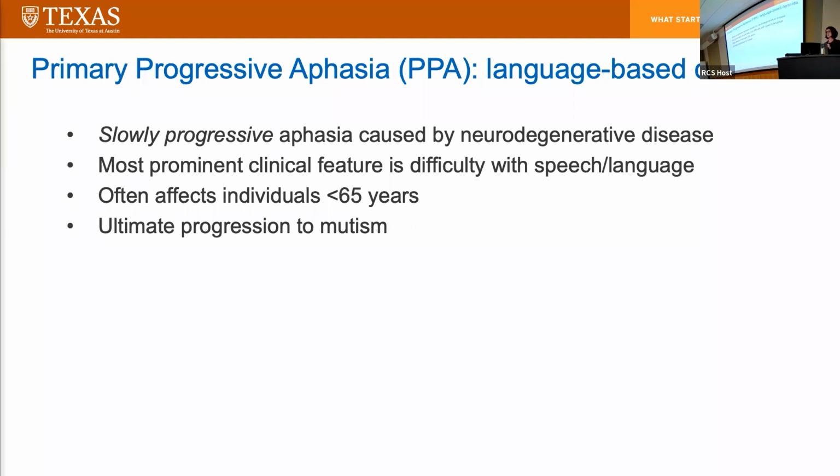And devastatingly, this disorder is going to ultimately progress to mutism. So people will become totally unable to communicate, totally unable to comprehend when other people are trying to communicate with them. They also develop other behavioral and motoric cognitive changes as the disease sort of advances in the brain, and ultimately people will pass away.